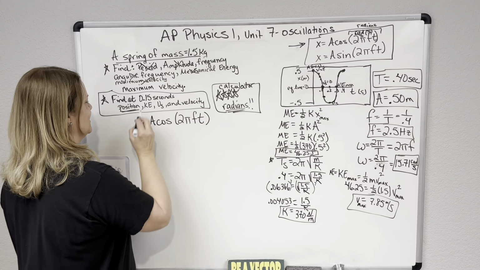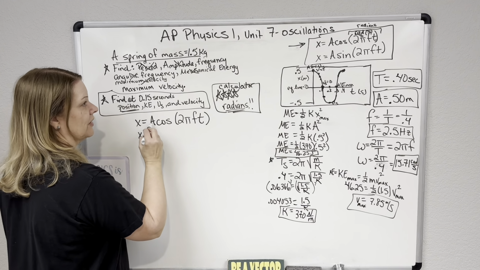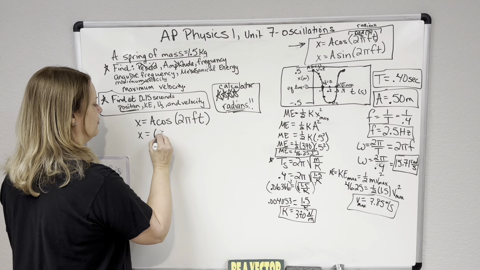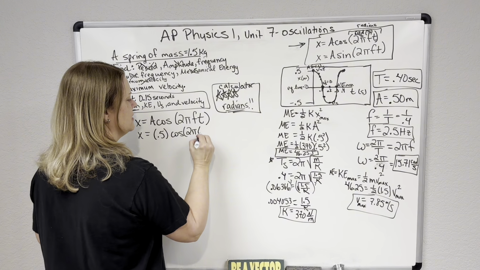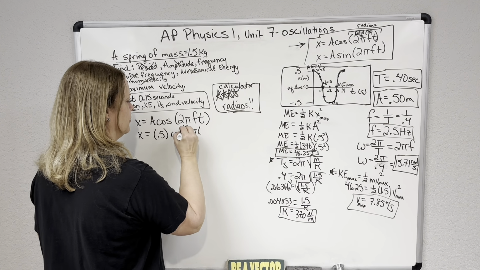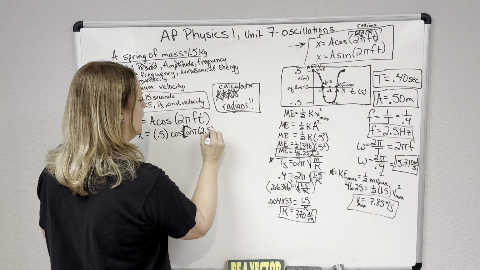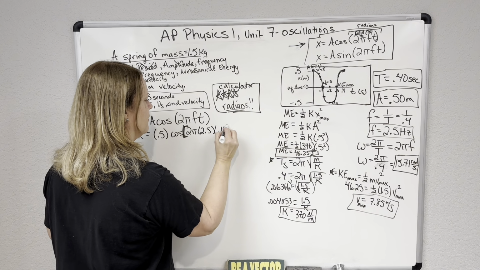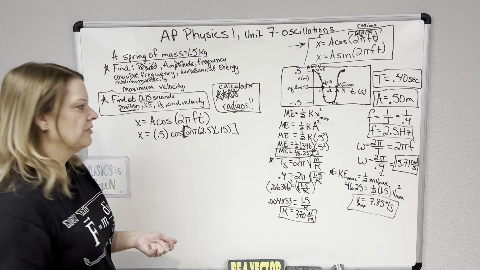All right, so we're going to get started. We're going to find position first at 0.15 seconds. My amplitude we know is 0.5. I'm going to do cosine of 2 pi times that frequency, in a square bracket. That frequency was 2.5 hertz, and my time is 0.15. Where did I get my time? They told me: find position at 0.15 seconds.